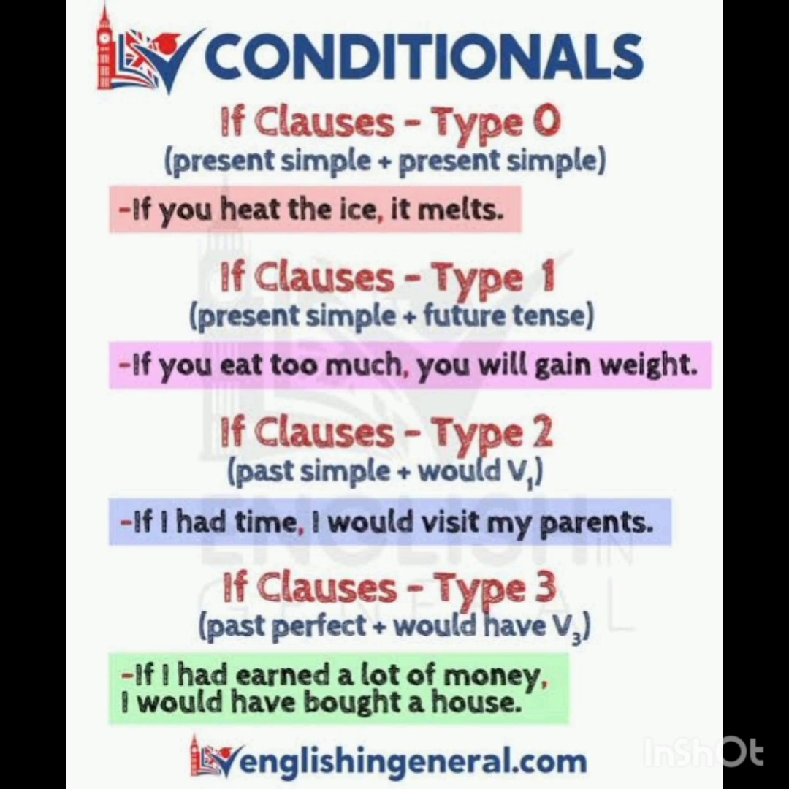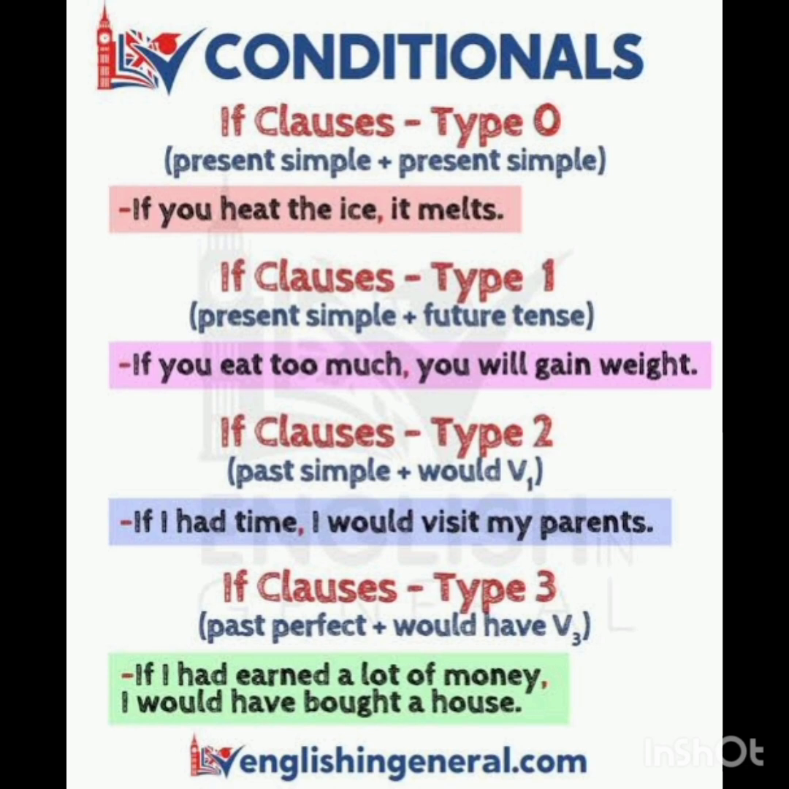Conditional type 2. In conditional type 2, we have simple past tense in the if clause and in the main clause the modal verb would plus verb visit. Here we have: if I had time, I would visit my parents. You can see that the verb in the if clause is in simple past tense and in the main clause the verb is composed by the modal verb would plus verb visit.